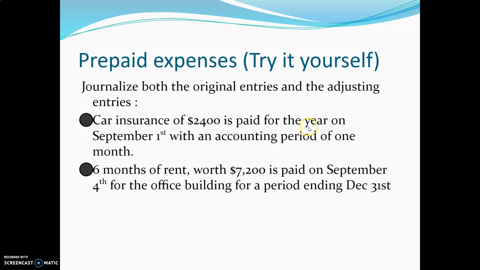Insurance is paid for 1 year. This is what we call paying in advance, so there's a prepaid account. So prepaid insurance would be debited $2,400. But what do we credit? Well, we're crediting bank because we're paying it at that point.